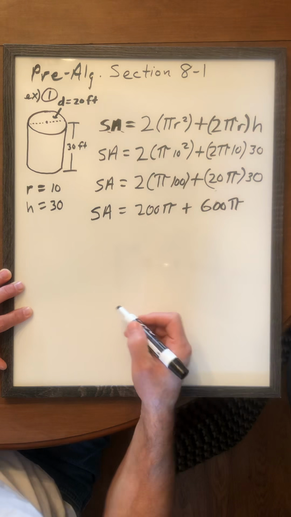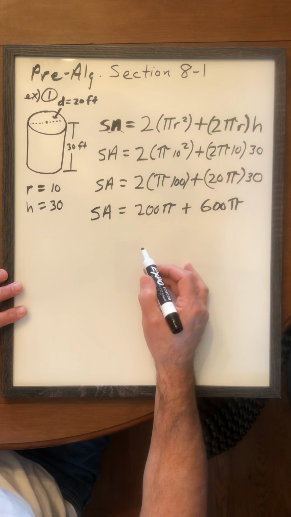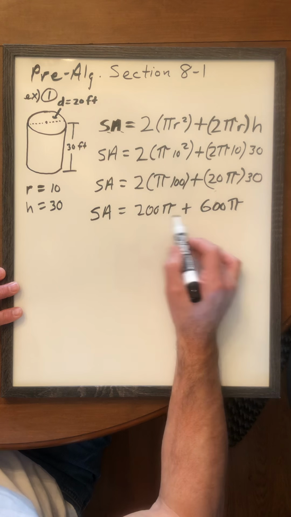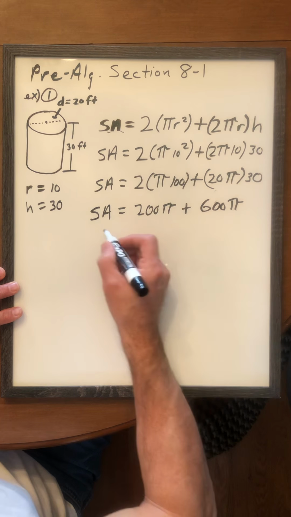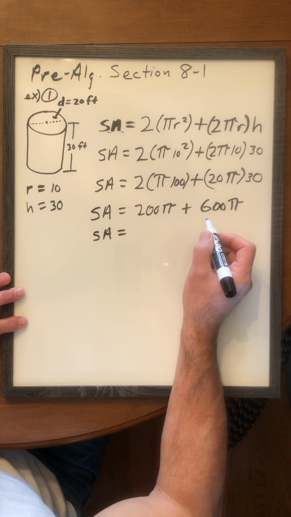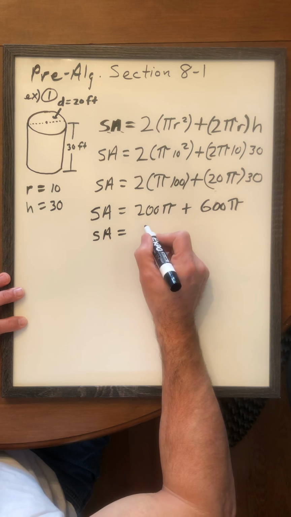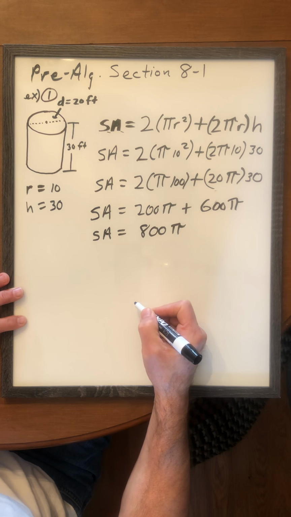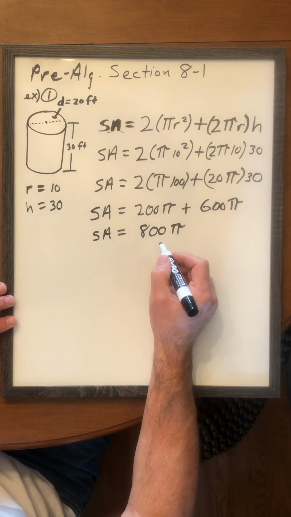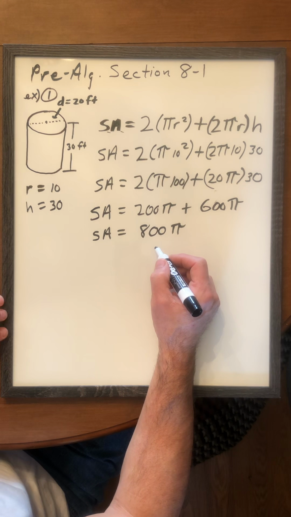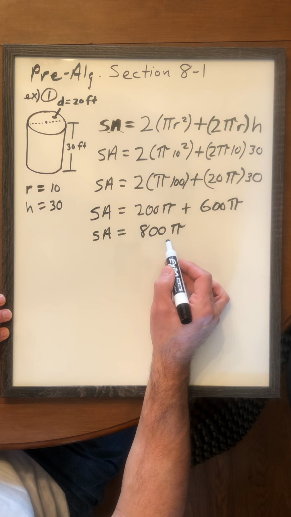pi. And like I said, we're leaving that pi symbol in there, and since both of these have pi and we're adding, they are like terms, so our surface area would equal 200 pi plus 600 pi, which would be 800 pi. And so if it wanted us to leave it in terms of pi, and sometimes they will, it'll say in your directions, leave in terms of pi, this would be your answer.